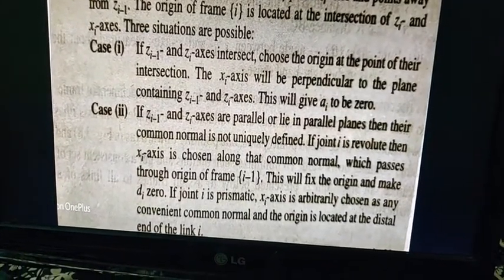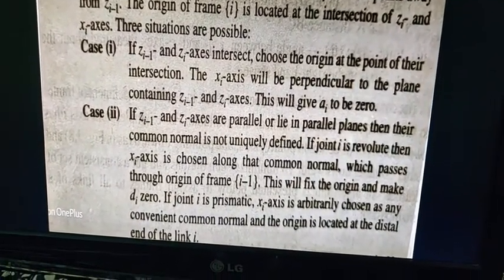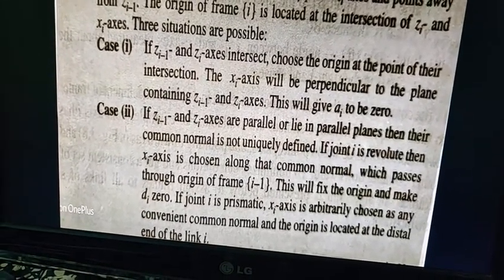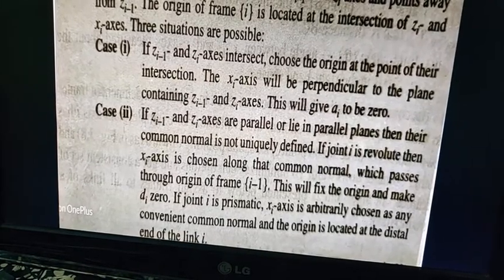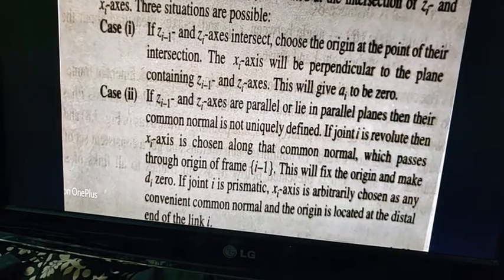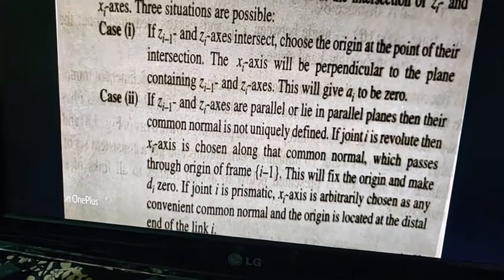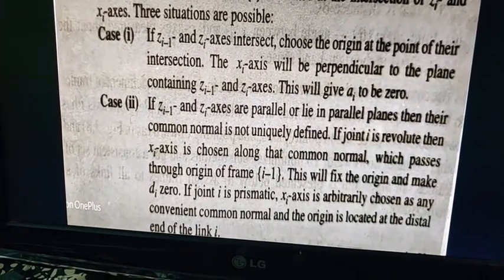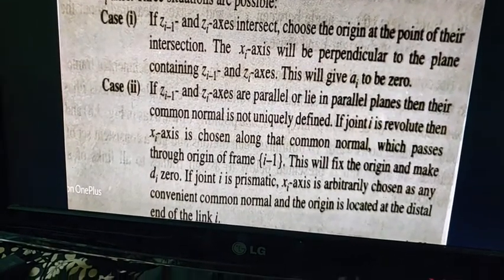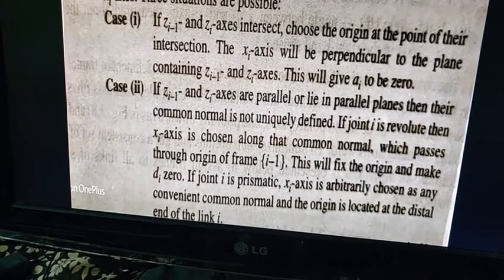Second case, what is that? If z(i minus 1) and z(i) axis are parallel, or a line is parallel to a plane, then their common normal is not uniquely defined. In that case, if joint i is revolute, then x(i) is chosen along the common normal which passes through the origin of frame i minus 1. This will fix the origin and make d(i) 0. If joint i is prismatic, the x(i) axis is arbitrarily chosen along a convenient common normal and the origin is located at the distal end of link i or the end effector of link i.